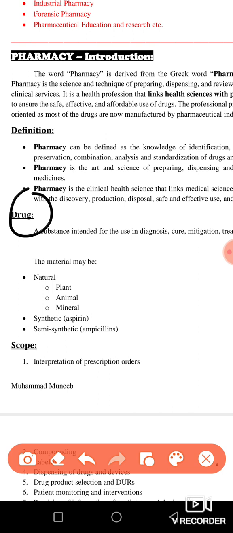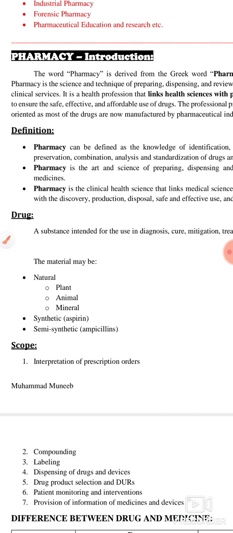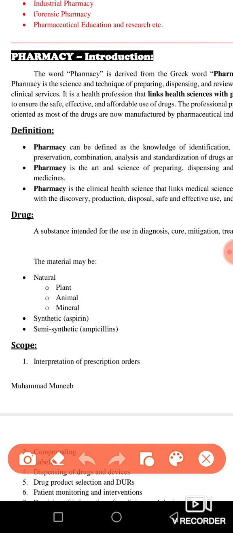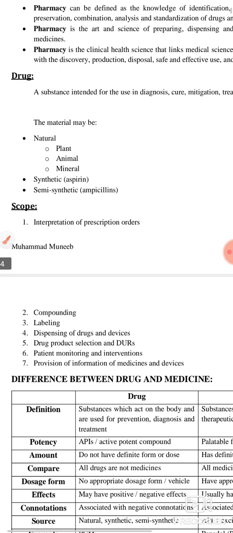Now we see that a drug can be obtained from various materials. The drug can be natural, and the natural sources of drugs are plants, animals and some minerals. The drug can be prepared synthetically, by an artificial method, for example aspirin. And some drugs may be semi-synthetic, for example amphetamine.